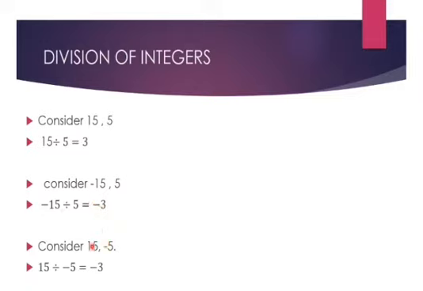In that way, consider 15 and minus 5. Then how can we divide 15 by minus 5? We first divide as whole numbers. 15 by 5 is 3, and put a negative sign before the answer.